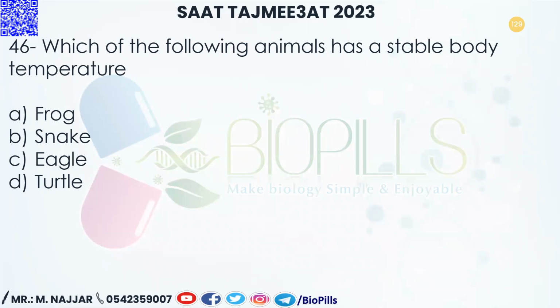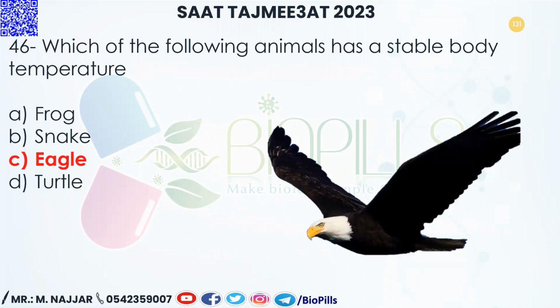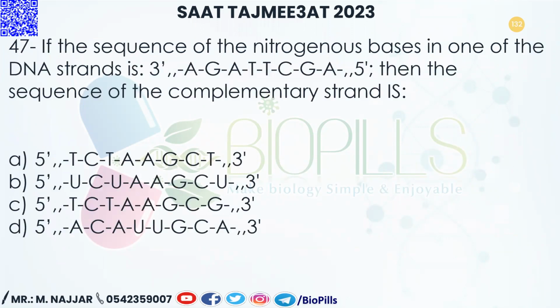Which of the following animals has a stable body temperature? One of those has a stable body temperature, which is, you are right. Exactly. It's the eagle, because the eagle is a bird and birds are endotherms, so they are warm-blooded. All of the rest, frog and turtle: frog is an amphibian, snake is a reptile, turtle is a reptile. They are all cold-blooded or ectotherms.